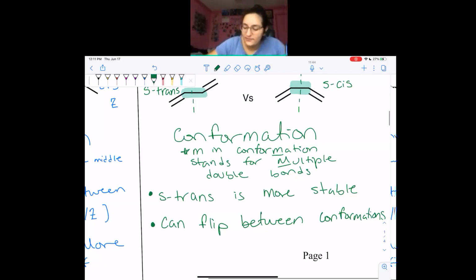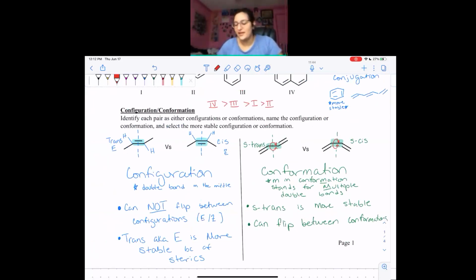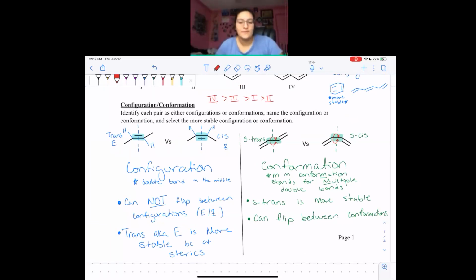Theoretically, I'm going to do this a different color just so everything's not looking the same. Theoretically, we have free rotation across this bond. So we could flip between S cis and S trans if we wanted to. And we are going to do that in later chapters, so keep that in mind. Store that in your big brain. Okay, I'm done talking for now. I will let you guys take a picture or write it down, ask any questions, and then we're going to do some examples.